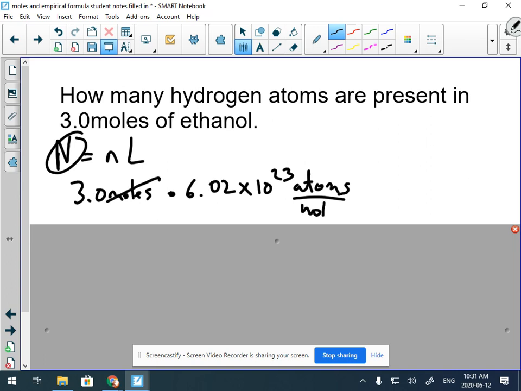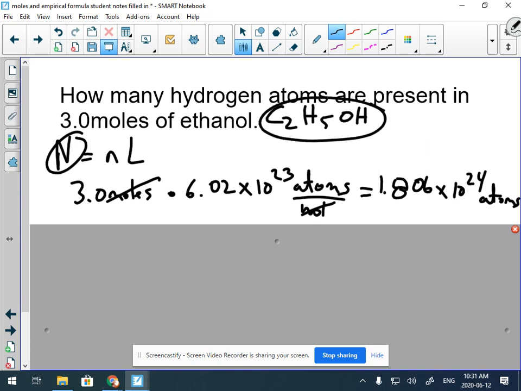Okay, look at that. Moles cancel out. Unit analysis here. So 3 times 6.02 times 10 to the 23rd. I get 1.806 times 10 to the 24th atoms. And guess what? I'm wrong. This is a tricky question because it's asking for hydrogen atoms in a molecule. Ethanol is C2H5OH. So that's how many molecules there are. But if we look, we've got 6 hydrogens inside that molecule. So we have to times this by 6.